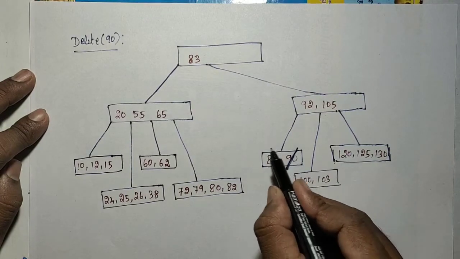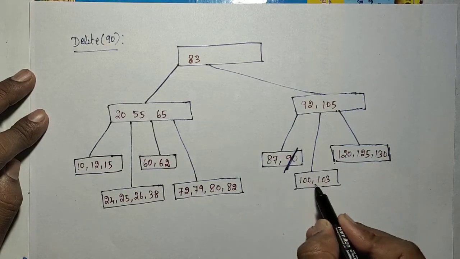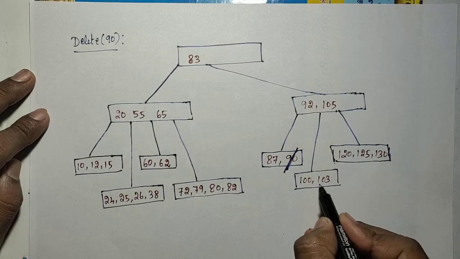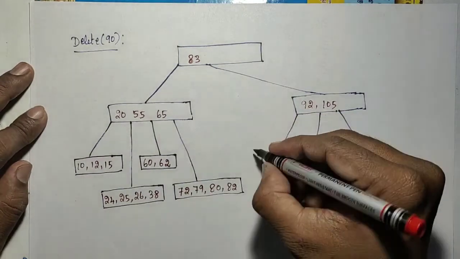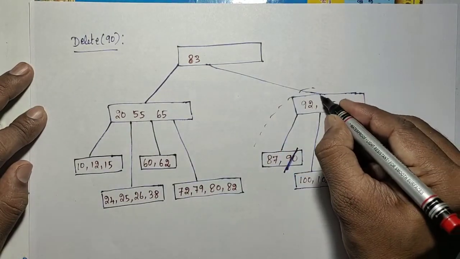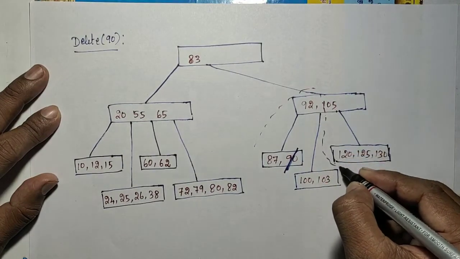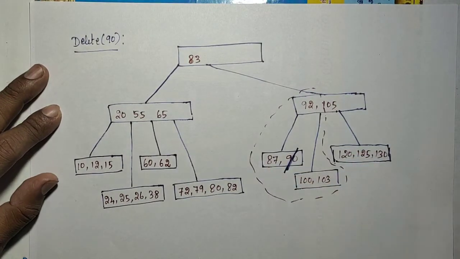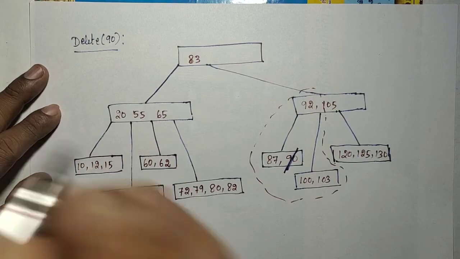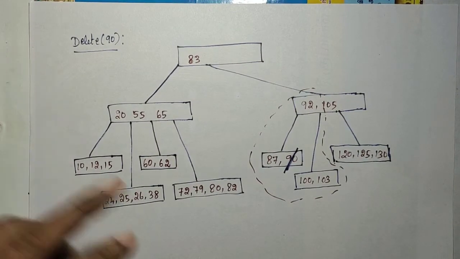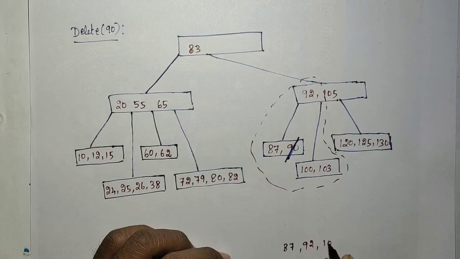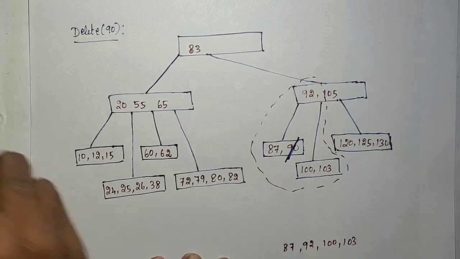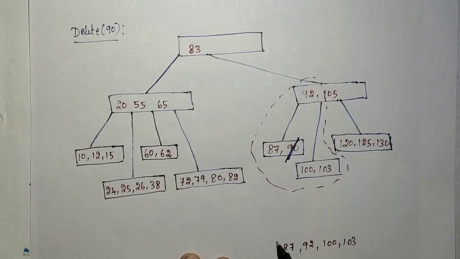Okay, so it goes under flow. There is no borrowing from the left, and the right also cannot give, because it has only two elements. So I need to go for the merging. The merging will happen like this: 87, 92 and 100 and then 103 will be merged together.